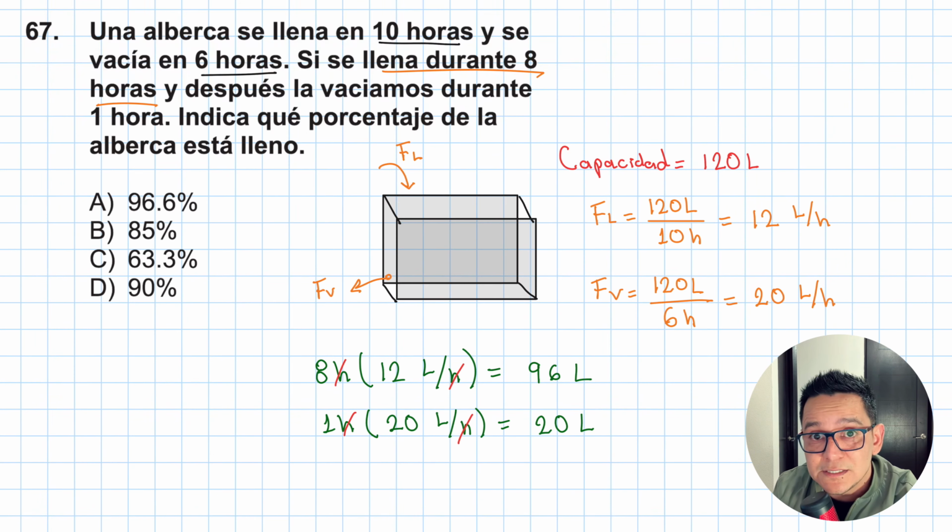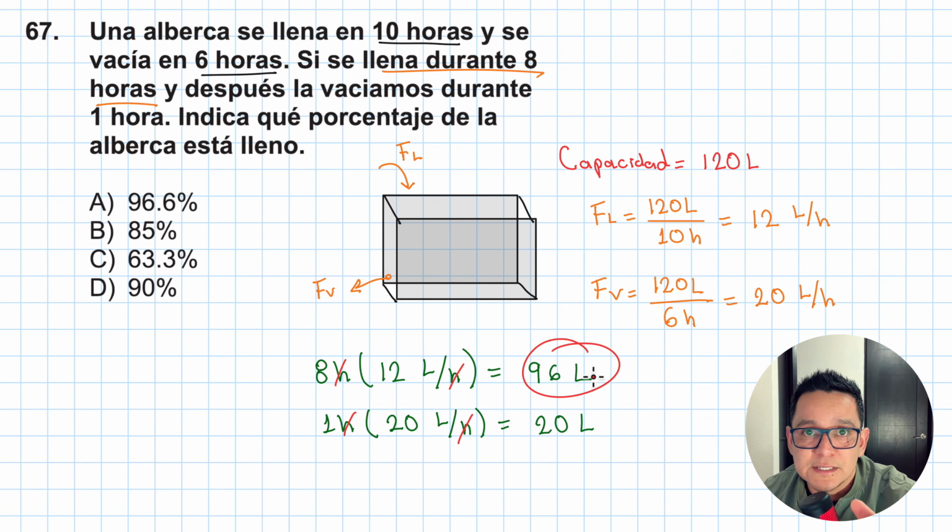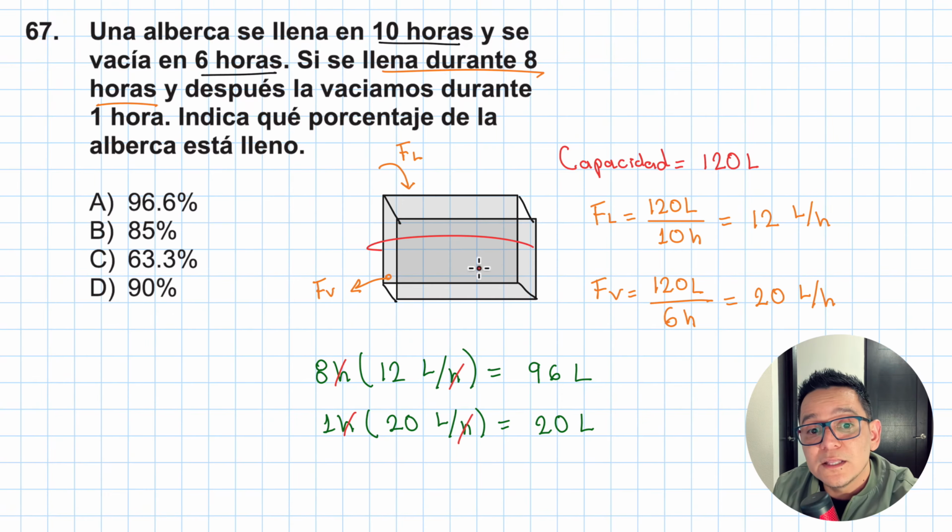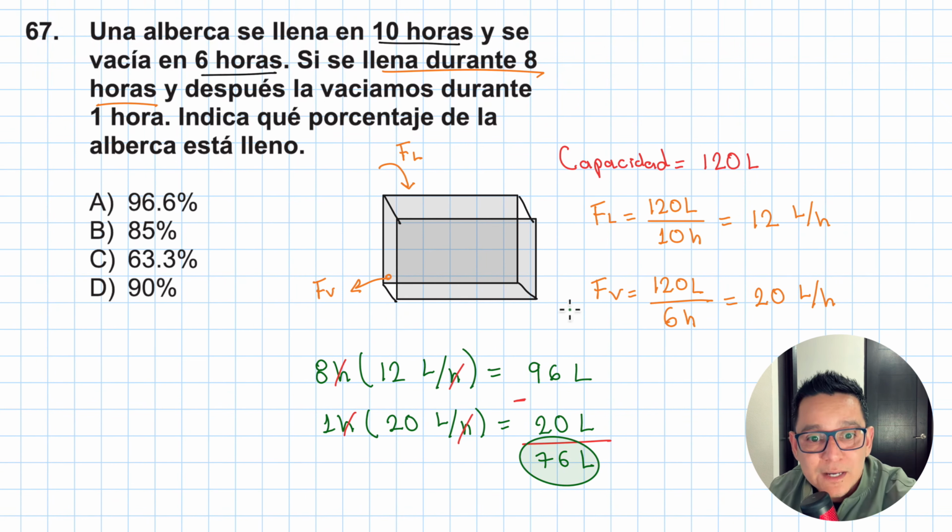So that means that in 8 hours, it's reaching 96 liters, my pool. And in 1 hour of draining, 20 liters are being drained. So if I want to know how much water is in the pool, I just need to subtract, right? So we do 96 minus 20. And 96 minus 20 is equal to 76. 76 liters is the amount of water the pool will have.